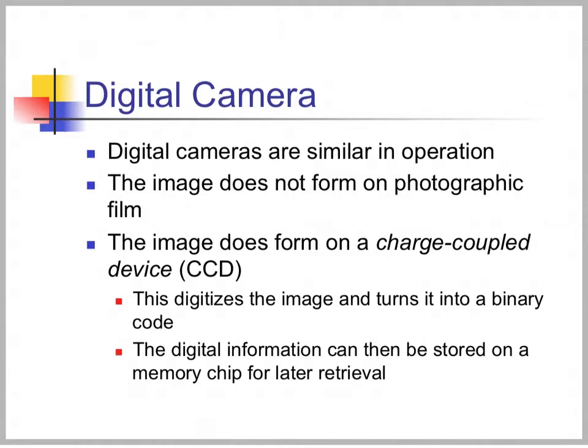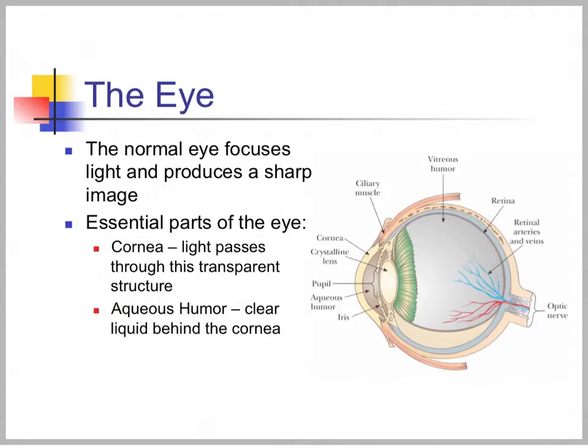Now, as I said, a digital camera is similar in operation. The image doesn't form on a photographic film, it forms on a CCD, which means charge-coupled device. It digitizes the image and turns it into binary code, so that digital information can be stored on a memory chip for later retrieval. So the next optical instrument we want to talk about is just your eye.